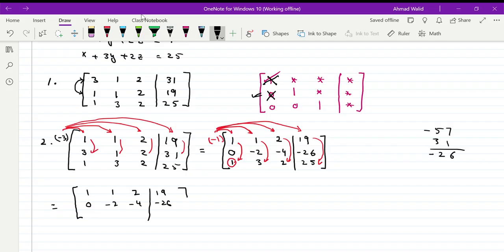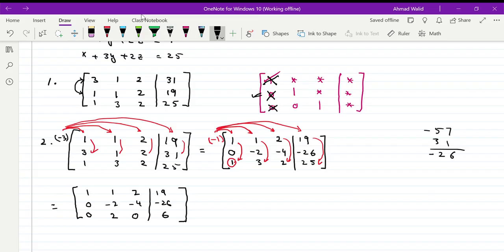Now multiply and add. Negative 1 times 1 gives you negative 1, plus 1 gives 0. Negative 1 times 1 gives you negative 1. Negative 1 plus 3 gives you 2. Negative 1 times 2 gives you negative 2. Negative 2 plus 2 gives you 0. Negative 1 times 19 gives you negative 19. Negative 19 plus 25 gives you positive 6. Correct? Look, you are done with column 1.